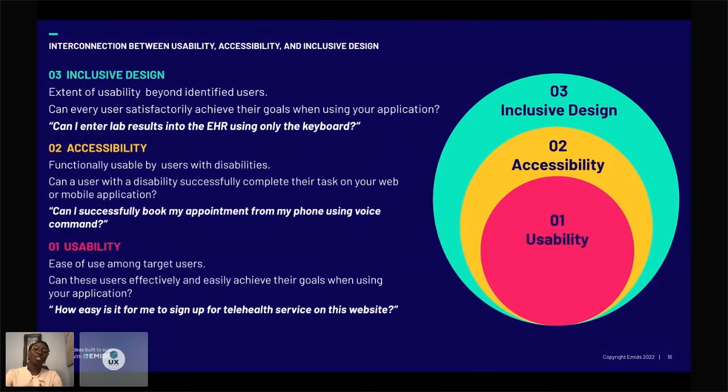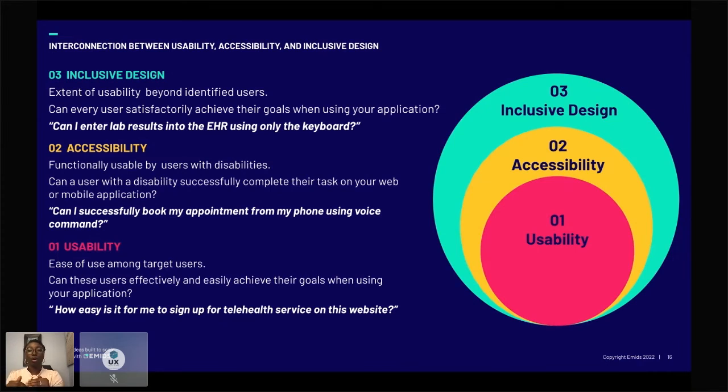Okay. Yeah. So usability will usually come first because that is the baseline. In fact, you can't talk about accessibility without talking about usability. If a product is not usable, it is most likely not going to be accessible. That is almost a given. I'm not saying 100%, but I believe that is the way it is, right?